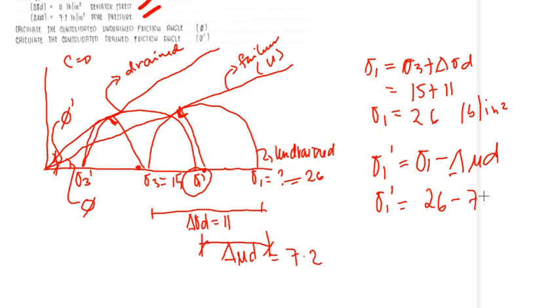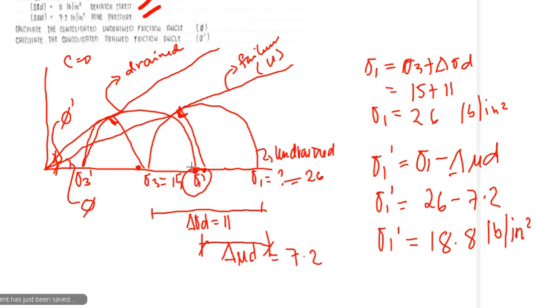So, 26 minus 7.2, yung value na natin ng sigma 1 prime, yung effective, that is equal to 18.8. So, that is 18.8 pounds per inches squared. So, meron tayong value ng sigma 1 prime dito. That is equal to 18.8 pounds per inches squared.